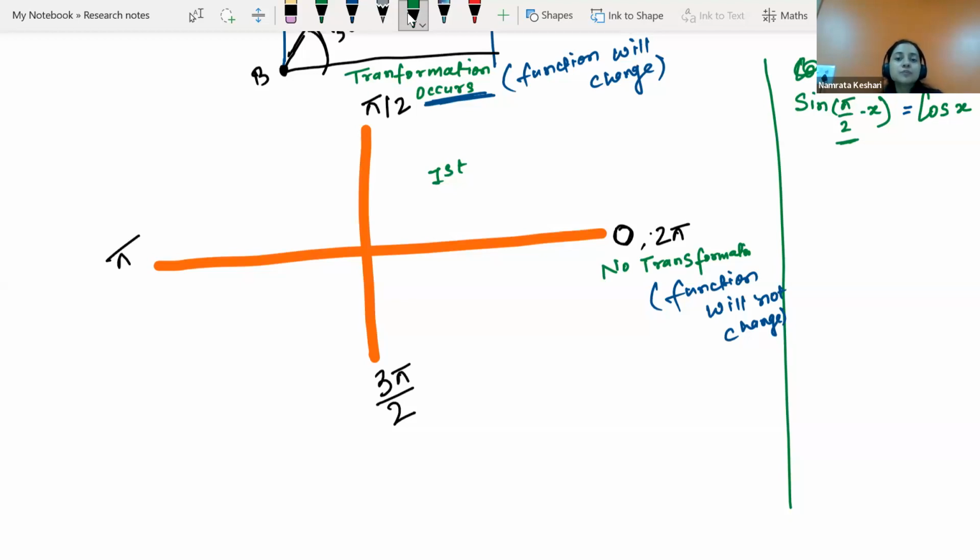Yes or no, Ali and Alina? Yes, sir. Okay. So in the first quadrant, all are positive. So hence the result is positive. Clear? Is it clear? Just a second. Yes, sir.